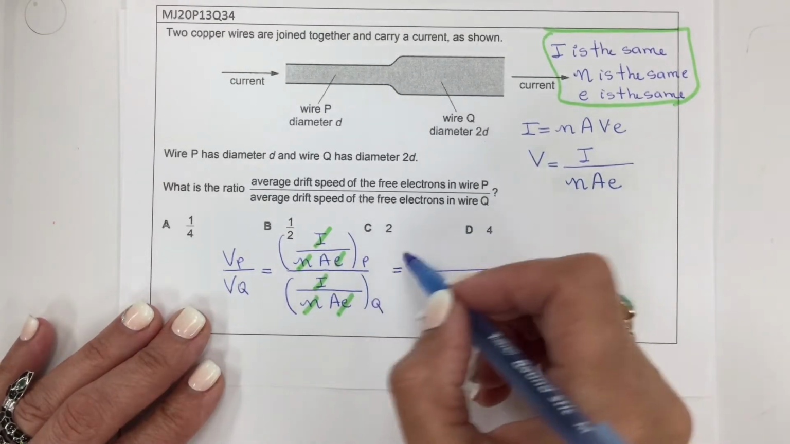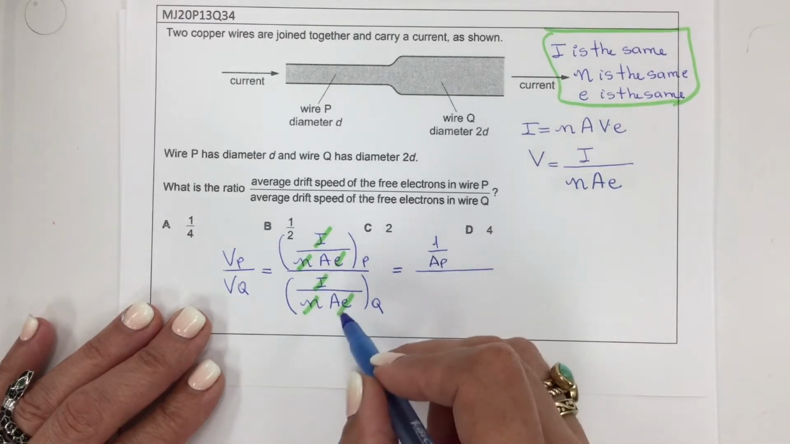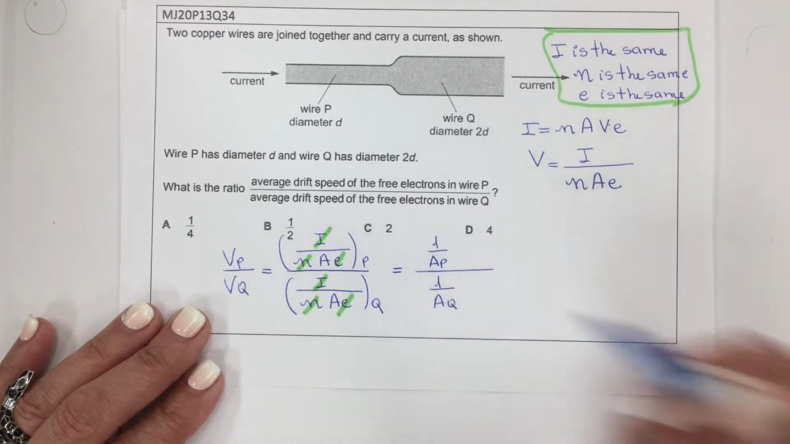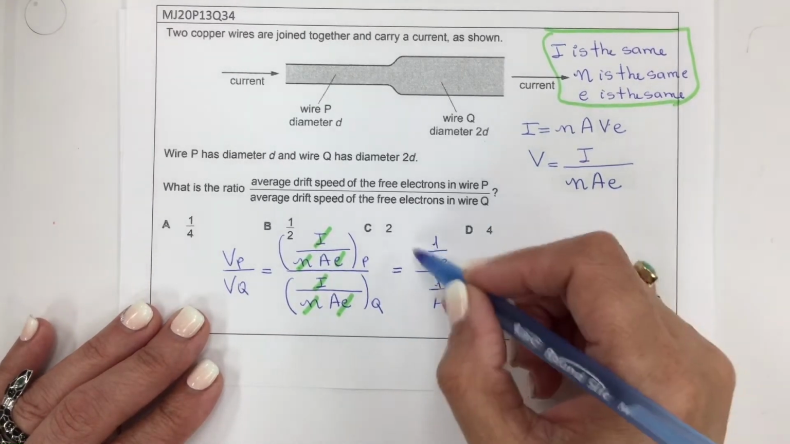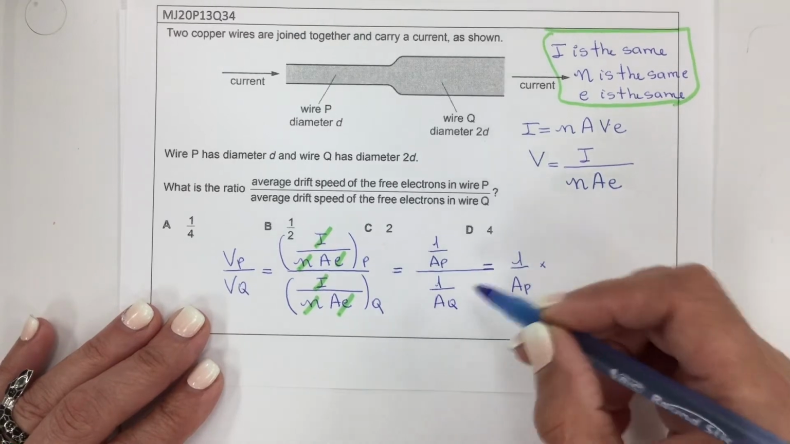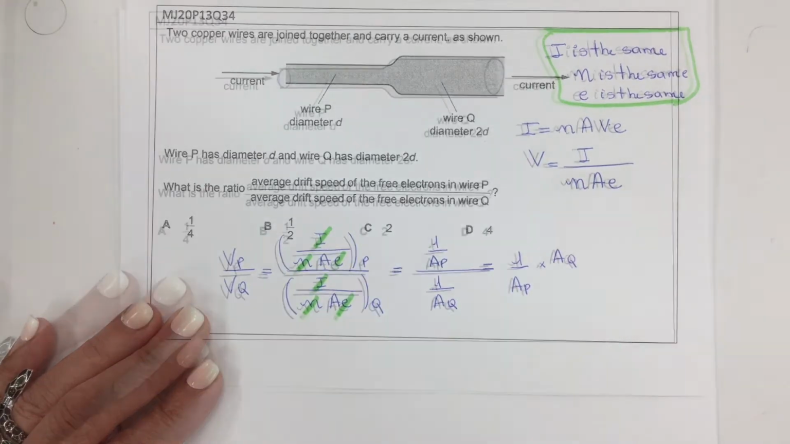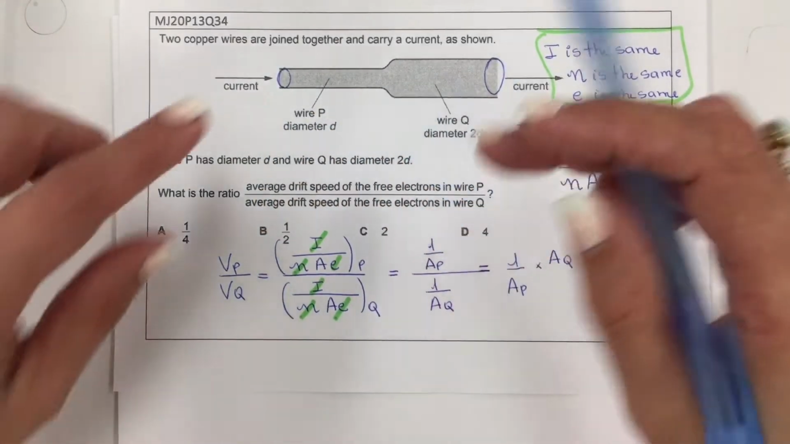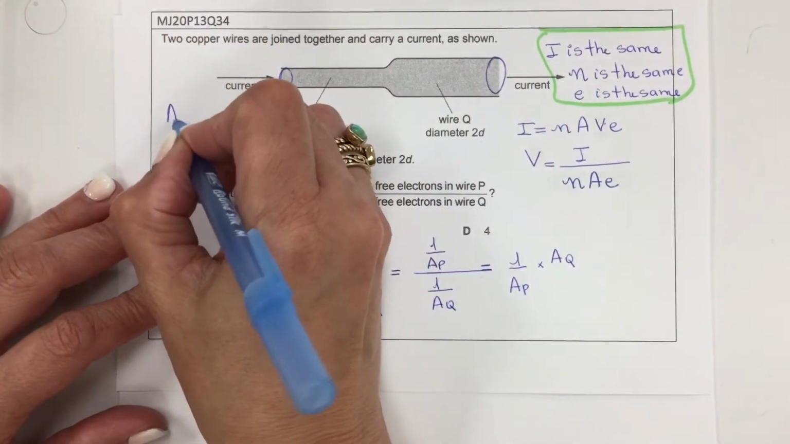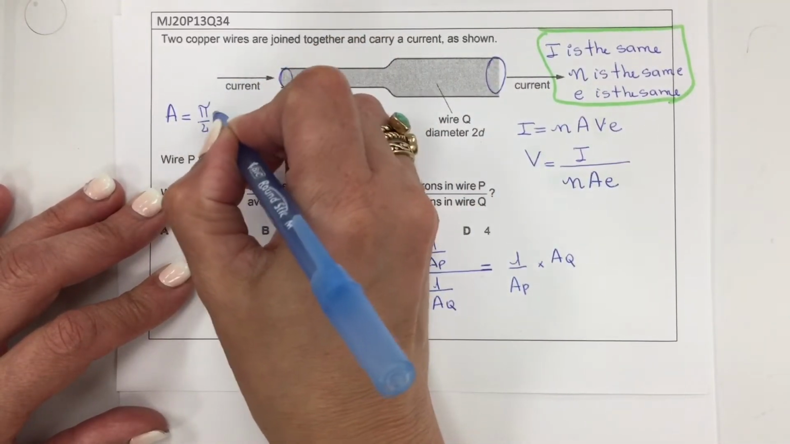What is left here? On the numerator, I have 1 over AP, and on the denominator, I have 1 over AQ. Rearranging a little bit more, on the numerator is 1 over AP times, now I have to flip this fraction, so I have AQ. Assuming that both cross-sectional areas are circular, the area of a circle in terms of the diameter is pi over 4 d squared.